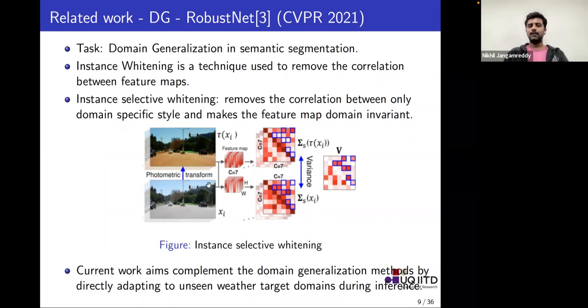So the current work aims to complement the domain generalization approaches by directly adapting them to unseen weather conditions. An important point to note here is that domain generalization approaches assume that they don't have access to the target data, which in our current scenario is data from different weather conditions. So our goal is to adapt these models to unseen weather conditions.